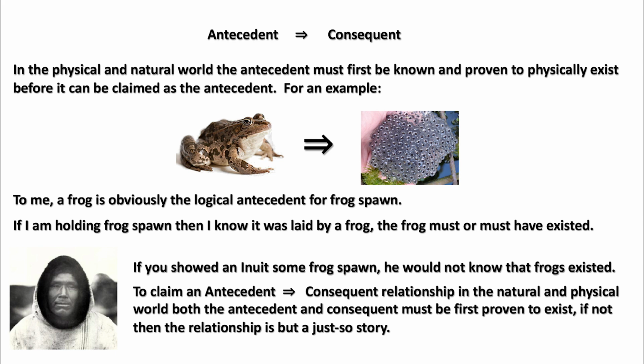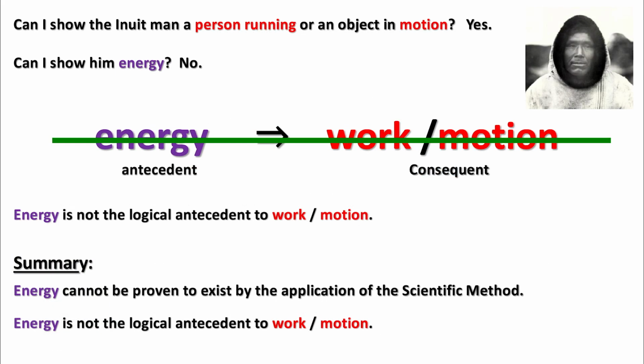If you showed an Inuit some frog spawn, he would not know that frogs existed. To claim an antecedent-consequent relationship in the natural and physical world, both the antecedent and the consequent must first be proven to exist. If not, the relationship is but a just-so story. Can I show the Inuit man a person running or an object in motion? Yes. Can I show him energy? No. Energy is not the logical antecedent to work or motion.